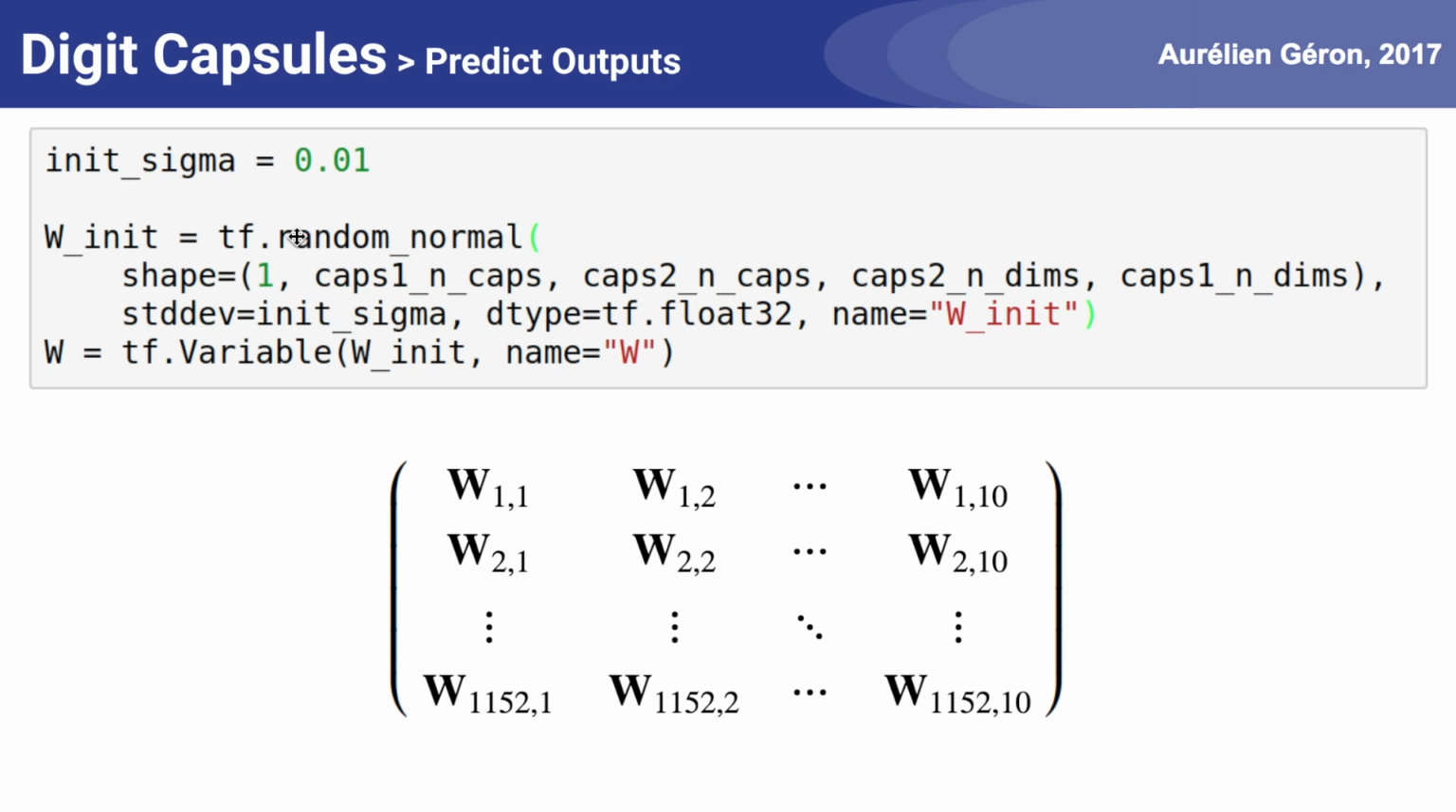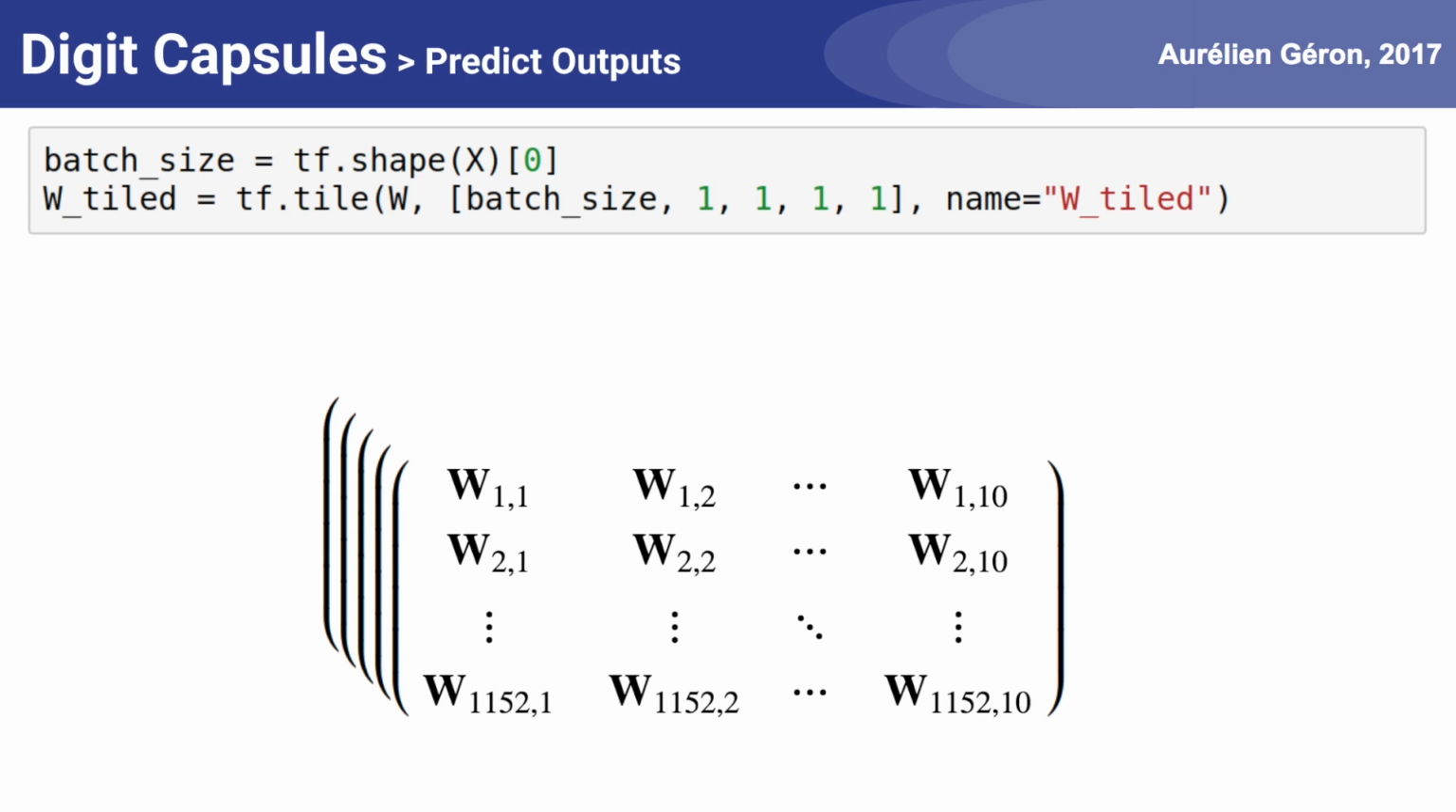Now, the variable is initialized randomly using a normal distribution of standard deviation 0.01. That's a hyperparameter you can tweak. And that's about it. We create this variable. Next, we want to tile this array for each instance. So first, we need to know the batch size. We don't actually know it at graph construction time. It will only be known when we run the graph. But we can use TensorFlow's shape function. It creates a tensor that will know the shape at runtime, and we grab its first dimension, which is the batch size. Then we simply tile our big W array along the first dimension to get one copy per instance.